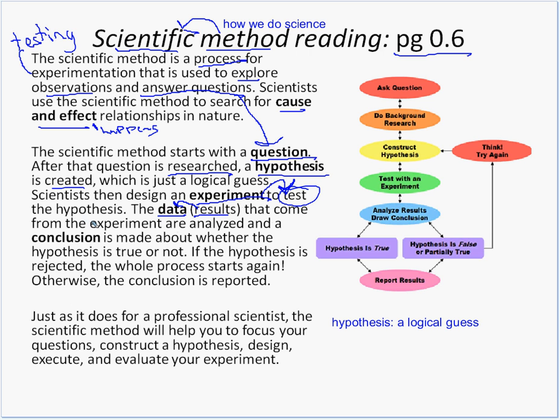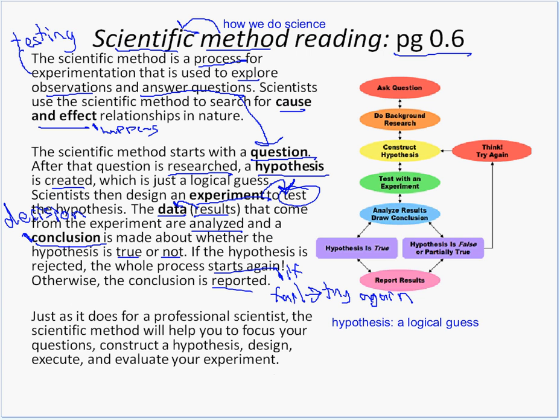So the data that come from the experiment are analyzed. Well, I know analyzed means they try and figure out what's going on. And a conclusion is made. So a conclusion, I know a conclusion is like a decision. So a conclusion is made about whether the hypothesis is true or not. If the hypothesis is rejected, the whole process starts again. So that's interesting because basically if scientists fail, so if fail, try again. Otherwise, the conclusion is reported.